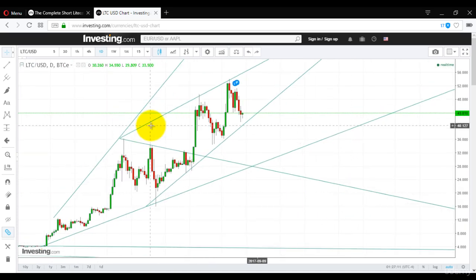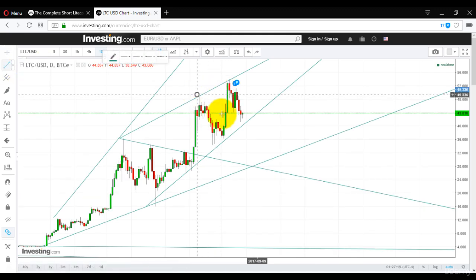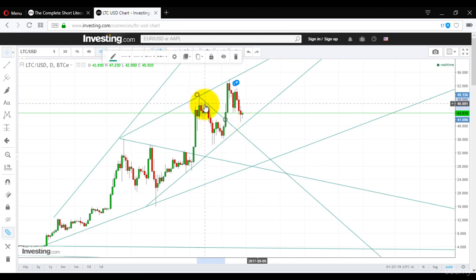Here we go. Let's pick trend lines. This high. Now as you can see, we have joined these two highs. So the trend was down. The market fell off, took support on this trend line and rose up.